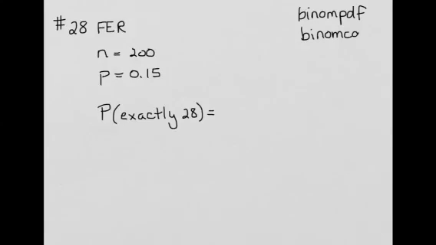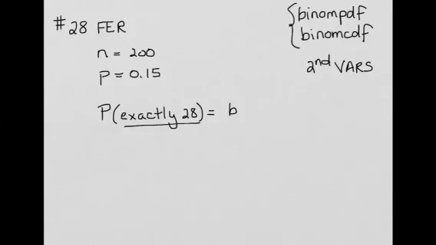And you find both of these functions by pressing on your calculator second and vars, and then you scroll up until you find the one that you want. Now in number 28, we want the probability that out of 200 stores, exactly 28 of those recover the stolen merchandise. So since it's a precise number, it's not a range of values, we want to know just the probability of exactly 28 recovering the stolen merchandise.